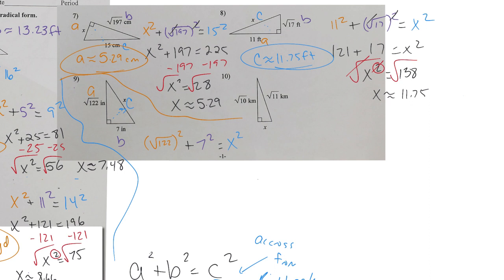Now I evaluate. Square root of 122 squared. Remember, those two cancel each other out, so it's 122 plus 49 equals X squared. In my calculator, I put in 122 plus 49.